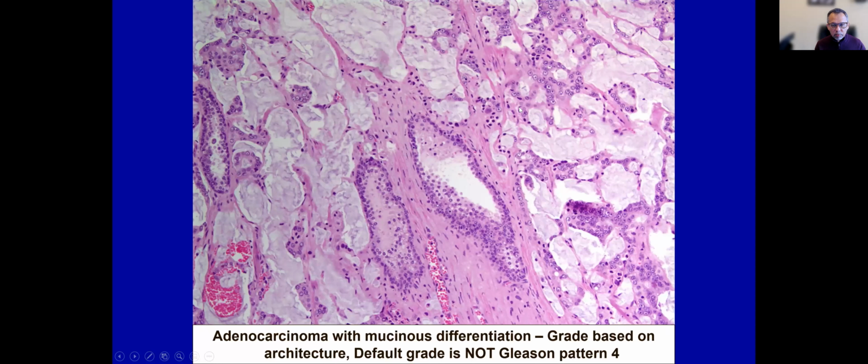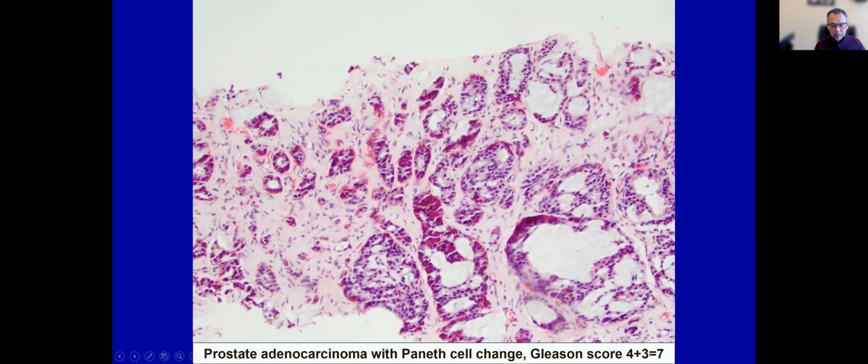Here is an example of prostate carcinoma with mucinous differentiation. You have numerous lakes of mucin. Previously, experts used to classify this as an example of 4+4 prostate cancer, but that is not true. Here, majority of these glands are discrete, floating individually within pools of mucin with some fused glands. So this is in fact an example of a 3+4 or grade group 2 prostate cancer, not an example of grade group 4 prostate cancer.